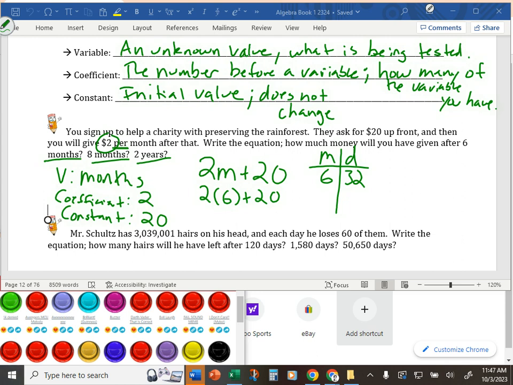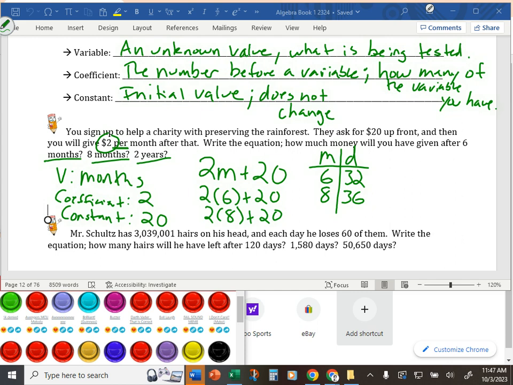Then it says, well, how about after 8 months, right? So what's changing? Our variable's changing, right? We're testing this here. After 8 months, 2 times 8 plus 20. How much money have we given to the charity? 36. Okay? After 8 months, we've given 36.